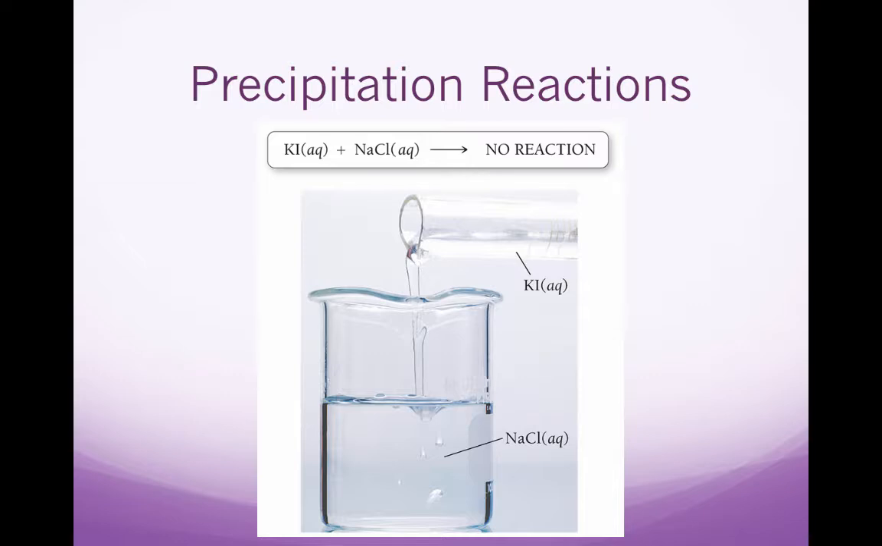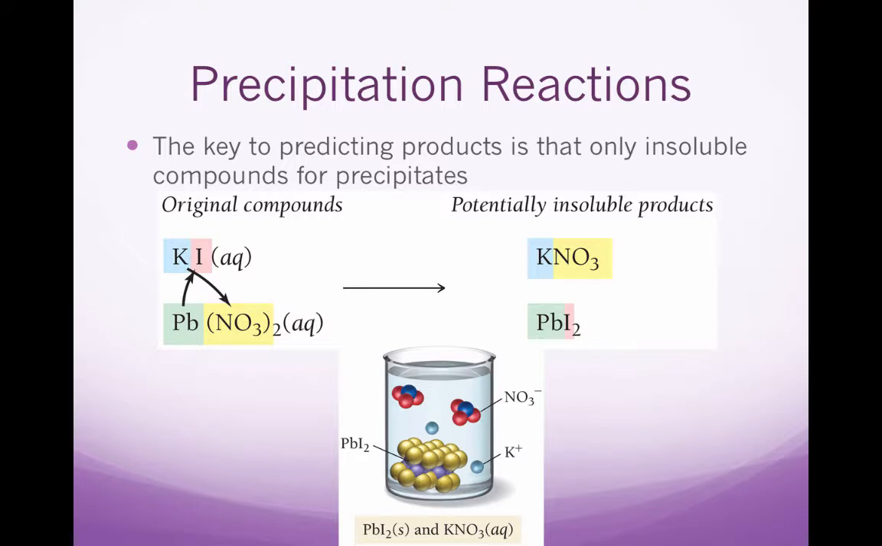And then what you'll do is you'll use the solubility chart to predict the reactions, the precipitation reactions, predict what will happen. Will a precipitate form or not? And if so, what is that precipitate? So the key is that only insoluble compounds form precipitates. So if we have potassium iodide and lead-2 nitrate, we swap partners, and that gives us our potentially insoluble products. So potassium nitrate and lead iodide.